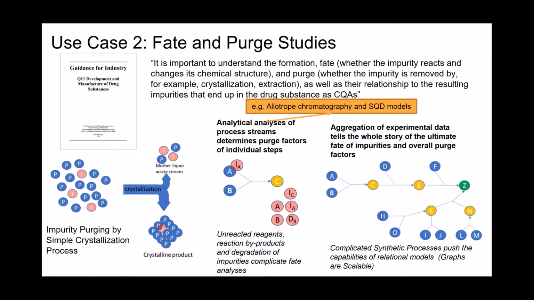Quantitation of the impurity and its degradants are directly addressed by the AFO. Finally, in the bottom right, multi-step processes further complicate things, as impurities and/or their degradants can persist through multiple steps, if not the whole process. These branched and bifurcated processes are easily modeled using graph technology. Next slide, please.